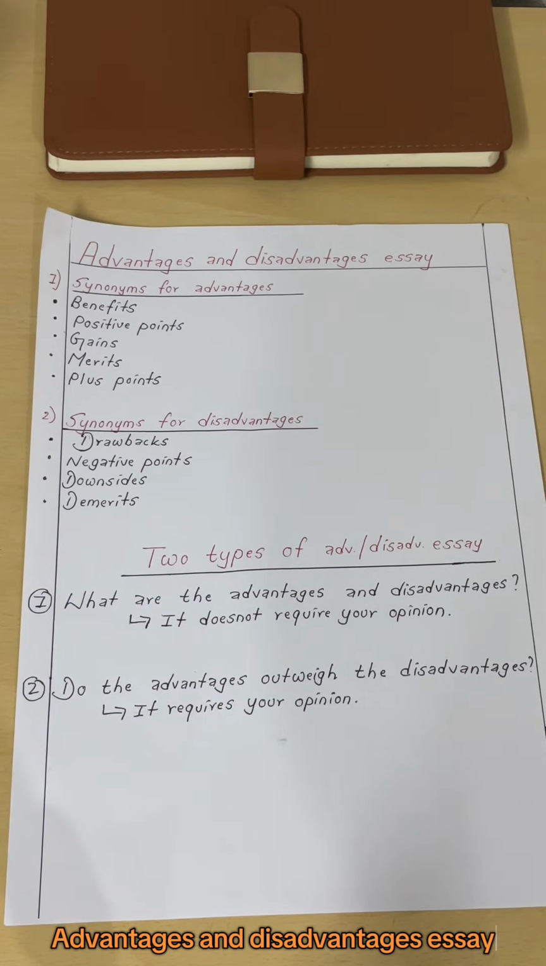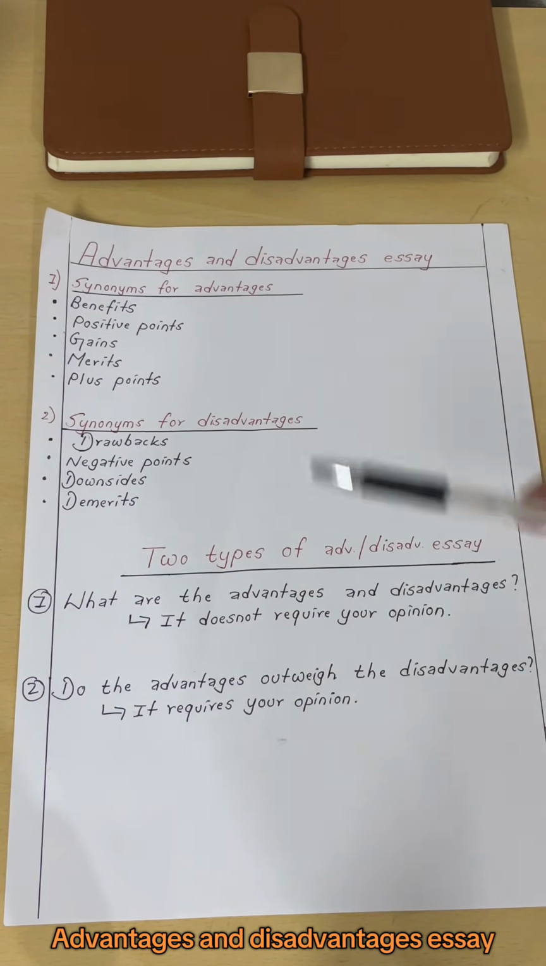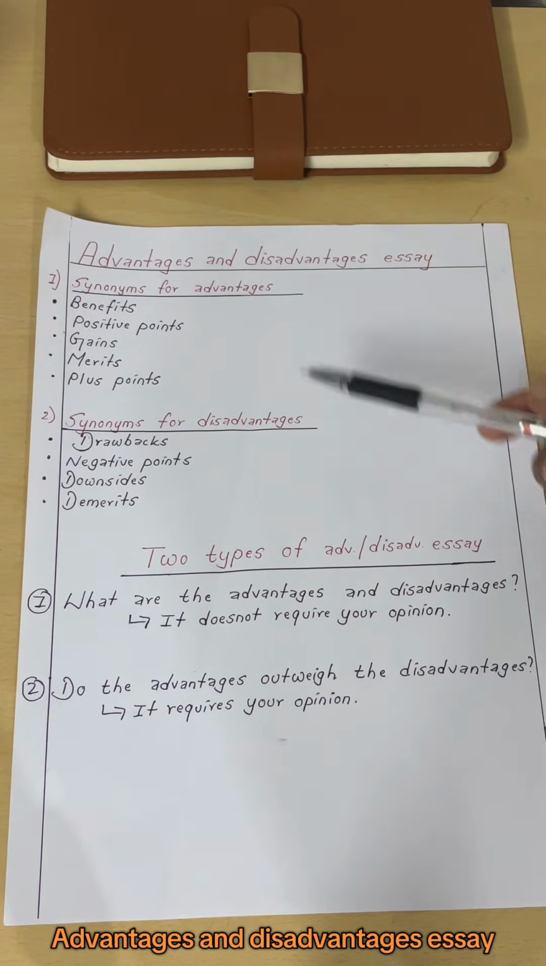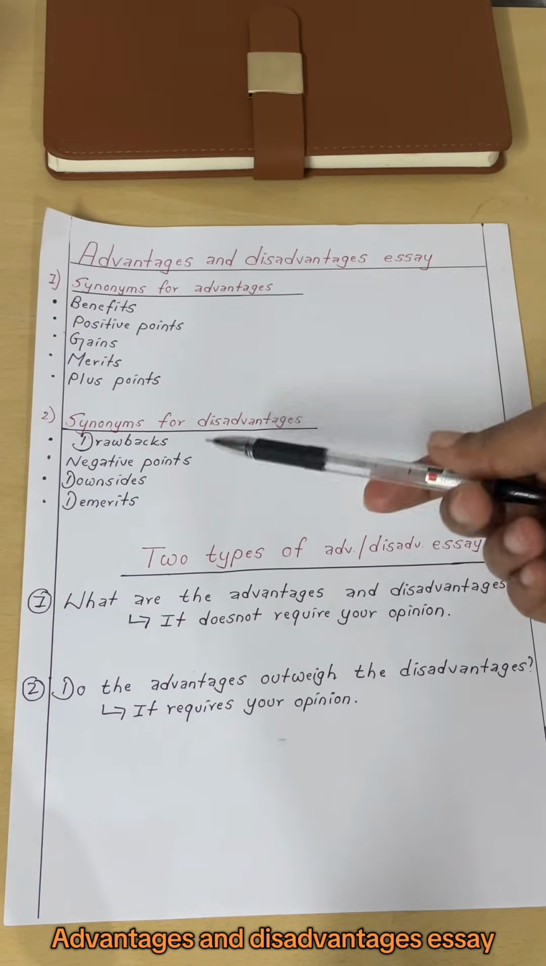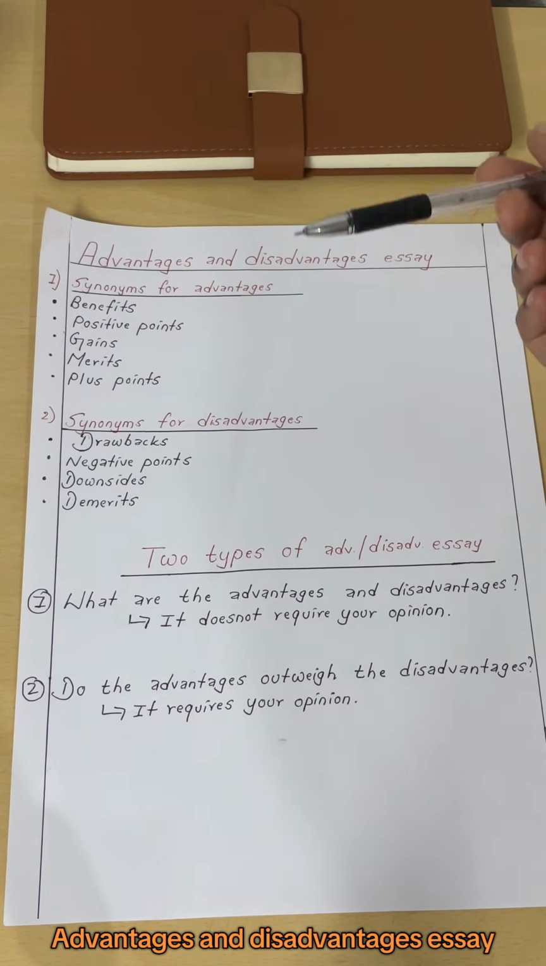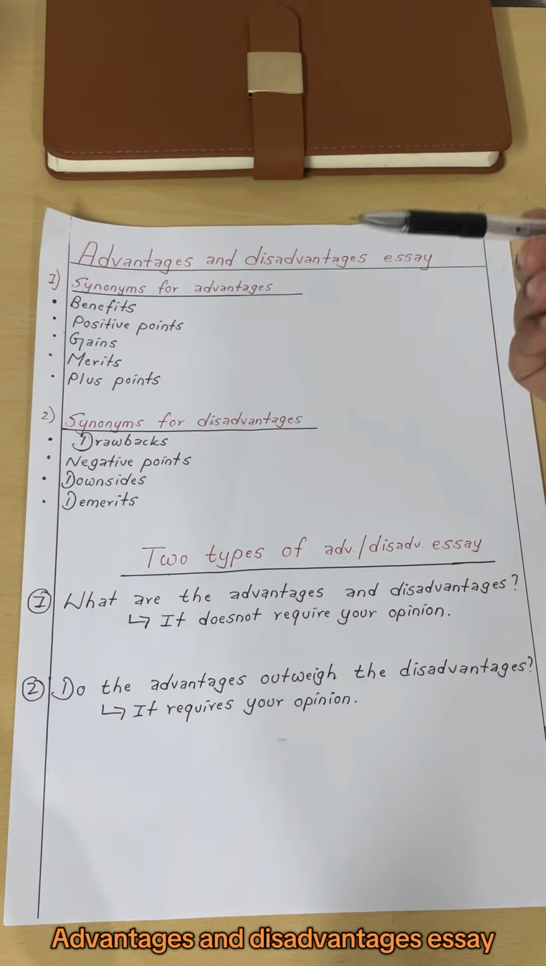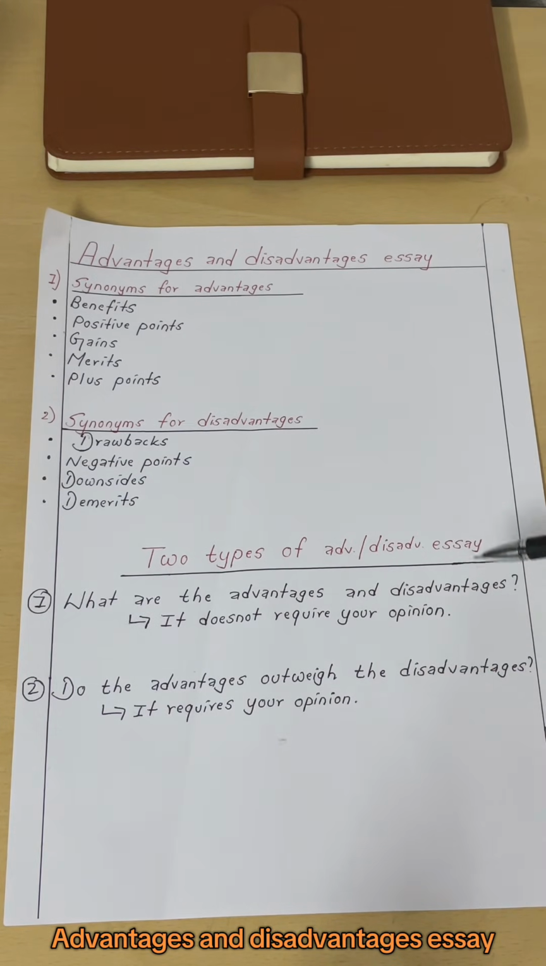The next type of question in IELTS Writing Task 2 is the Advantages and Disadvantages essay. The synonyms used for advantages are benefits, positive points, gains, merits, and plus points. The synonyms used for disadvantages are drawbacks, negative points, downsides, and demerits. There are two types of advantages and disadvantages essay.